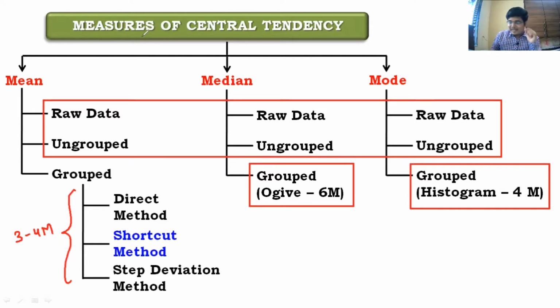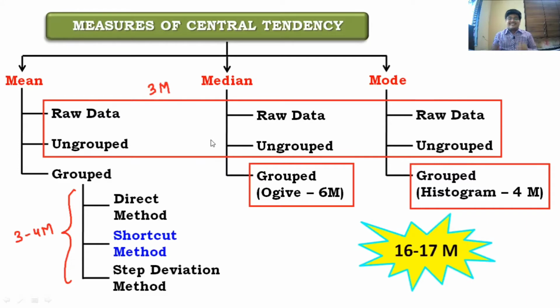And hence the weightage, if you just calculate. So the question of raw or ungrouped data will be 3 marks. The question of ogive is 6. So that is 3 and 6, 9. 9 and 4 for histogram is 13. And 3 to 4 marks for that one question of mean. So that's 16 to 17 marks. It's the highest weightage. Just think about this, 16 to 17 marks only from this chapter. You add the internals, 19 or 20 marks, and boy, you are passed.